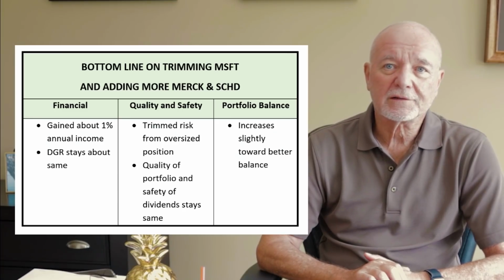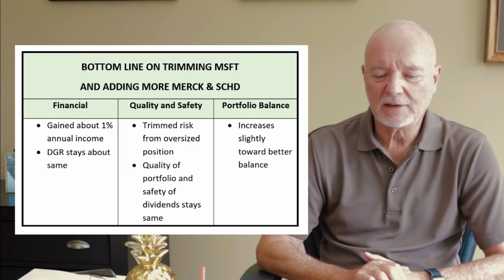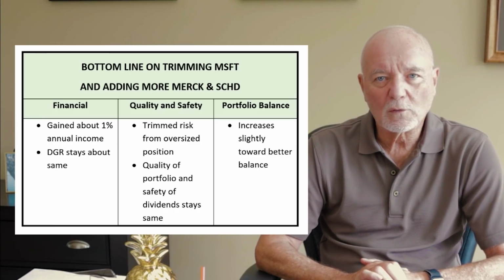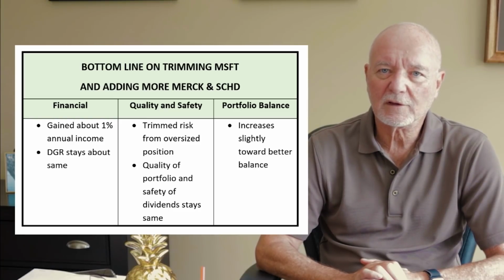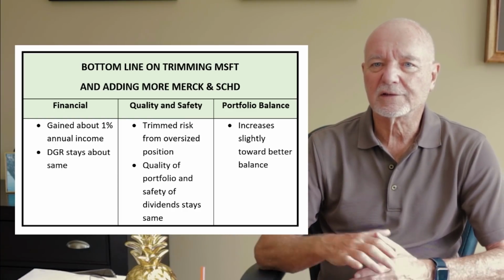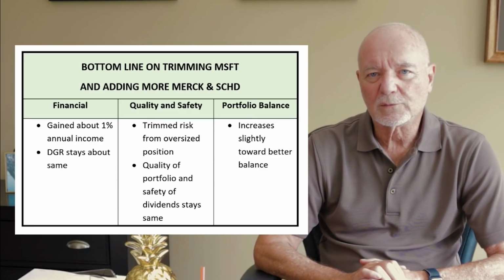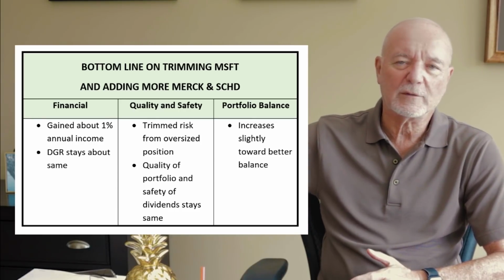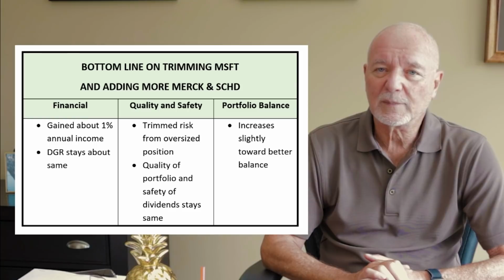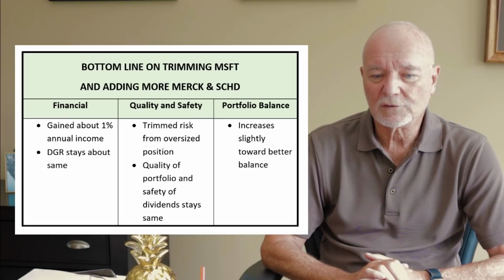This slide shows a summary of what happened when I trimmed Microsoft and added more Merck and SCHD. Financially, I gained about 1% in annual income. My dividend growth rate is going to stay approximately the same across the portfolio. I trimmed the risk that's inherent in an oversized position. Some people say, let your winners run. I understand why they say that, and I do let my winners run, but I do have the maximum size that we saw before in my business plan of 8% of the portfolio. And anytime anything gets beyond that, it reaches my risk tolerance, and I tend to want to trim those positions.